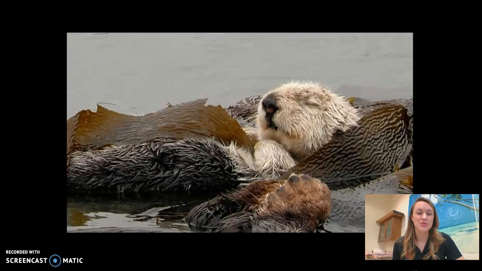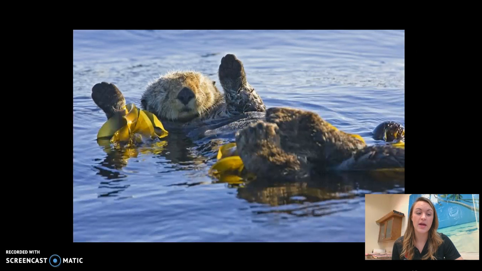Kelp forests are home to these lovely little critters. Sea otters use the kelp forest to munch on the kelp. They do eat it. They also use it for protection from predators, because larger predators cannot maneuver around the kelp beds. So these smaller fish and sea otters use it as a safe haven, a protection zone.